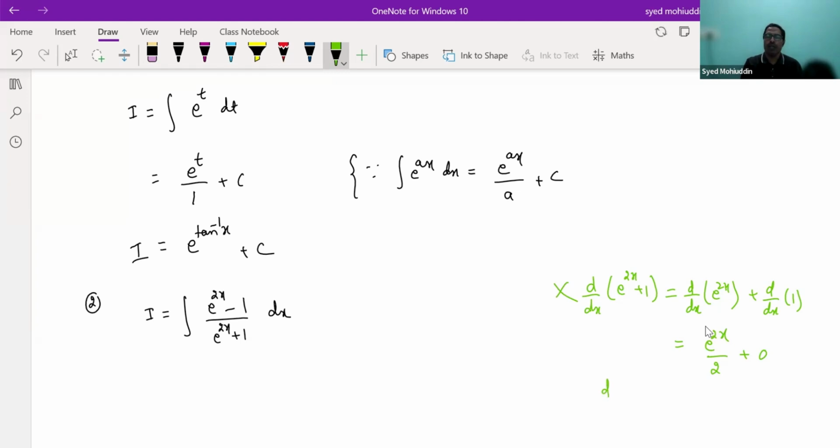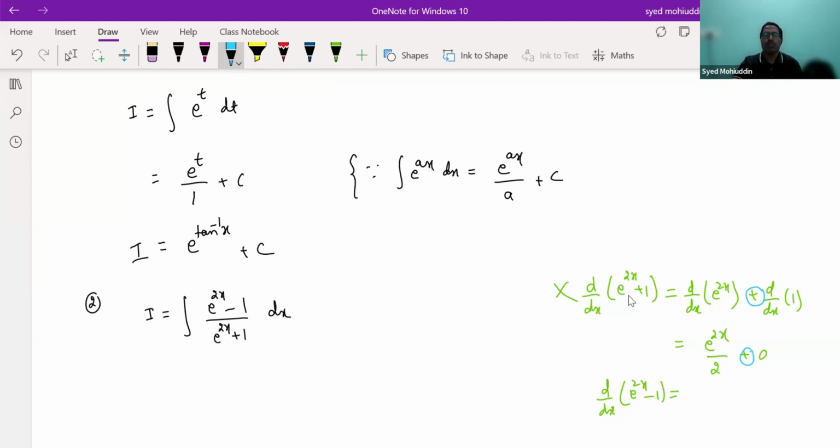Even if I take the numerator e power of 2x minus 1 as t, the only difference is that in place of this plus, you'll be getting minus. That's the only difference. Again, that will not satisfy this condition. So this direct substitution will not work.